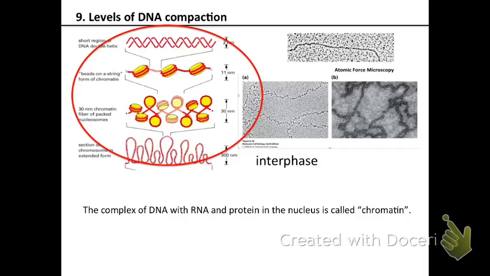That means that not every part of the genome is going to show the same level of compaction, and not all at the same time. That is, if a gene is transcribed, it's going to be more open. If it's not transcribed in another cell type, it's going to be closed, right? So in interphase you're going to have a mixture of these forms up to these chromatin loops. And the complex of the genomic DNA with RNA and protein in the nucleus is what we refer to as chromatin.